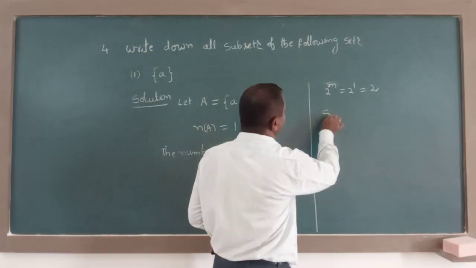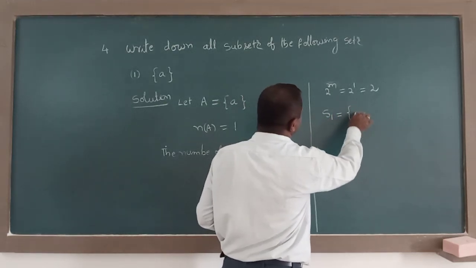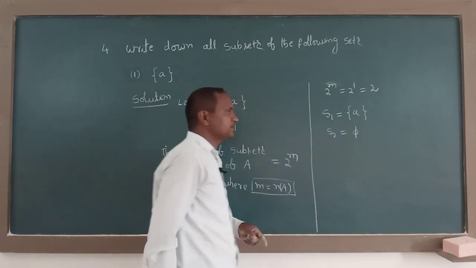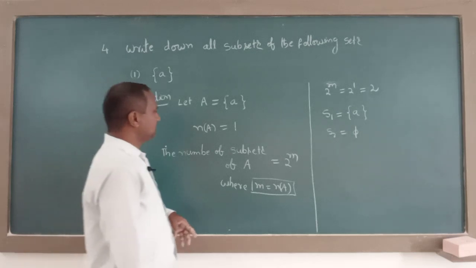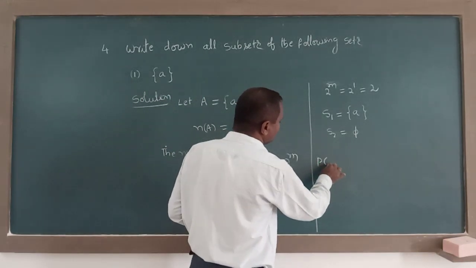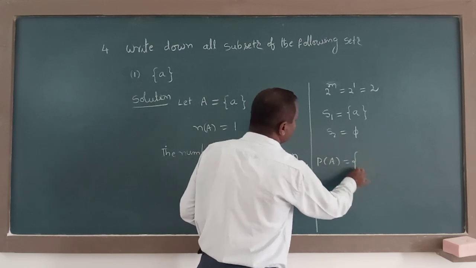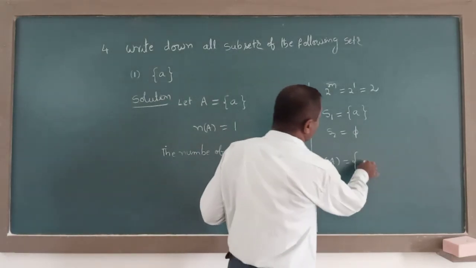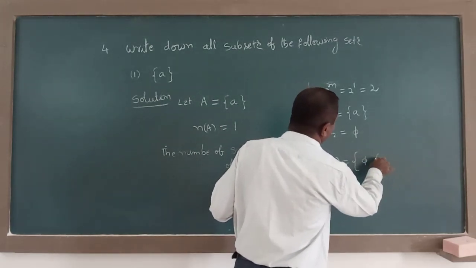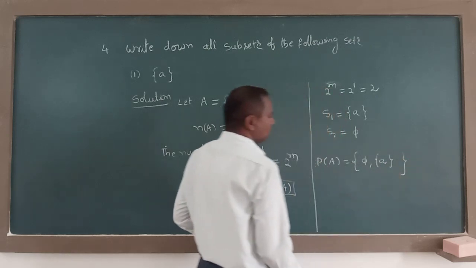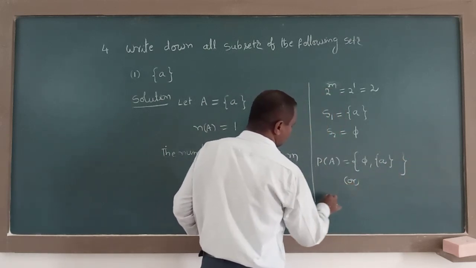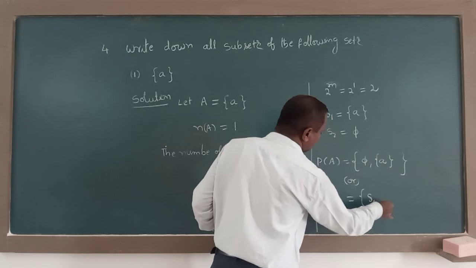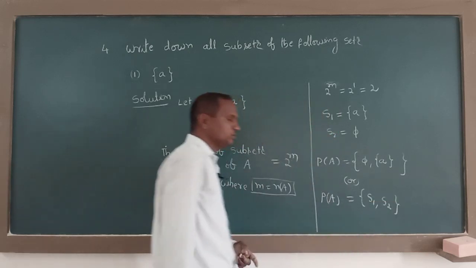The first one is S1. S1 is the first subset, a set of elements A, and the second subset is the null set. Null set is a subset of every set. We can write the power set as P of A. P of A is equal to the set of all subsets, that is the power set, set of elements A. It is the power set of A. Or we can write like this also, P of A is equal to set of elements S1, S2. Like that also we can represent.